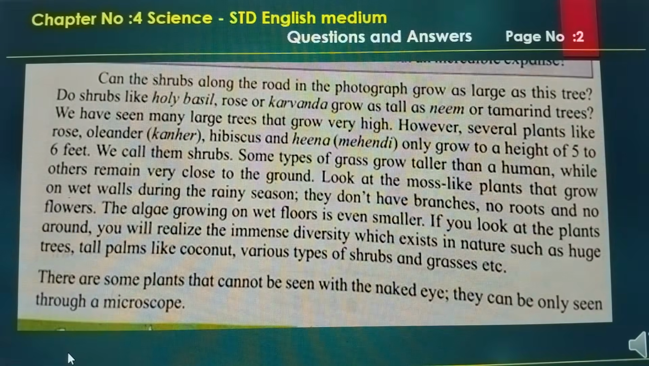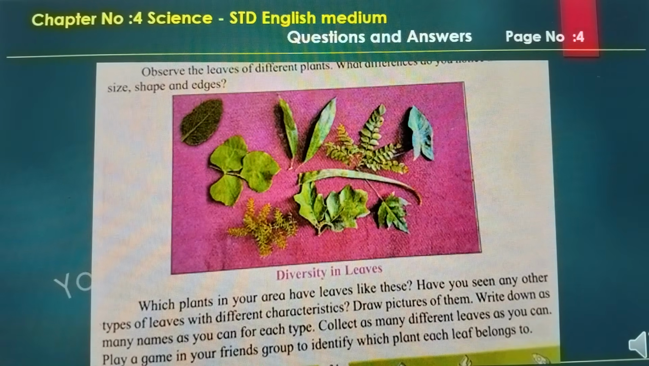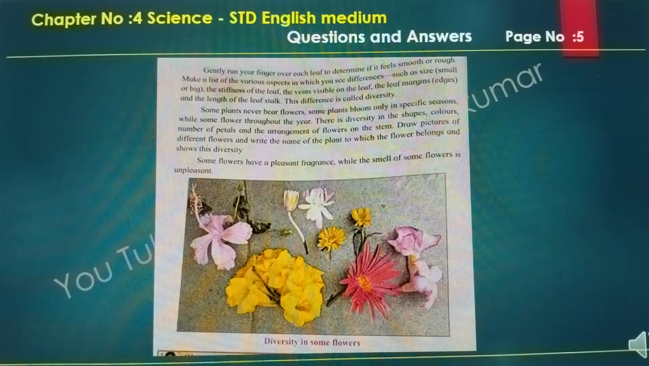And next, you can see the shrub along the road in the photograph. This is a mango tree, a henna shrub and a coriander herb. Next, diversity in leaves. Diversity in some flowers.